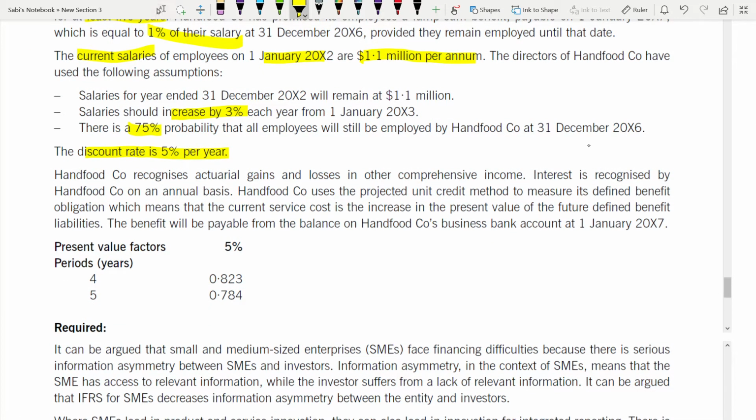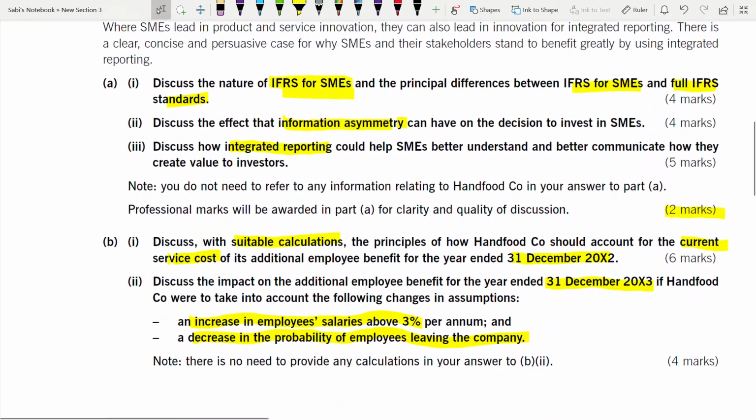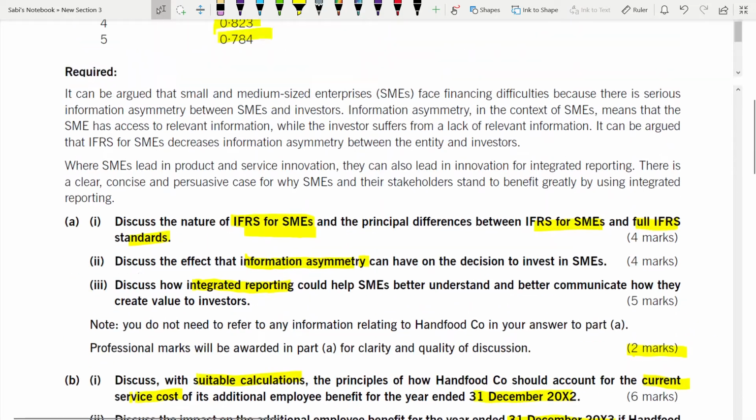Handfoot recognizes actuarial gains and losses in other comprehensive income. Interest is recognized by Handfoot on an annual basis. Handfoot uses the projected unit credit method to measure the defined benefit obligation. We know that in IAS 19 it says that you have to use the projected unit credit method to measure the defined benefit obligation, which means that the current service cost is the increase in the present value of the future defined benefit liabilities. The benefit will be payable from the balance on Handfoot's business bank account. Right? 5%, 4 years and 5 years. So now let us do the calculation and find how current service cost will be accounted for at 31st December 2002.